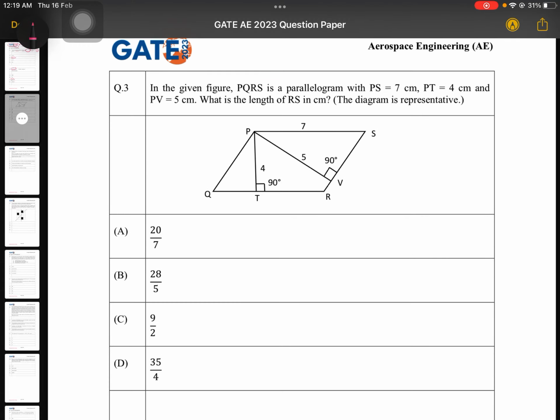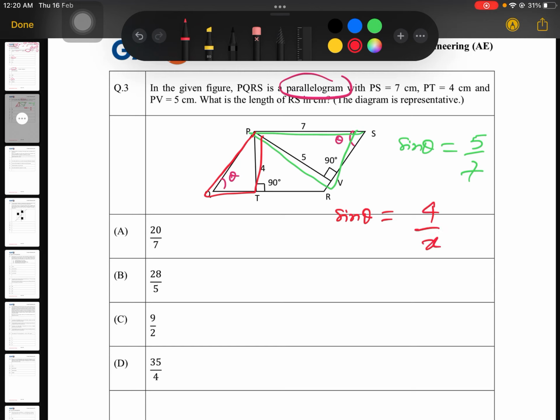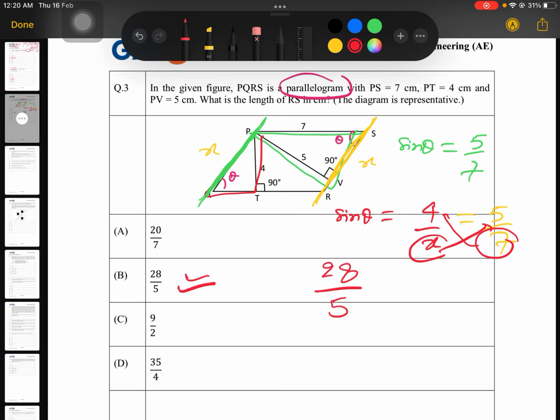Then you go for this. This is a very interesting question. You see the best part here, it is a parallelogram. So this line and this line will be the same line, this line and this line will be the same line, this line and this line will be the same line. So the idea is, if you consider this angle as theta, then this angle will be theta. In this triangle, sine theta is nothing but 5/7, correct? The same 5/7 should come if you follow this triangle also. In that triangle, sine theta is going to be 4 by x. You can see this side is equal to this side, so if this is x, this is x, and that x value we have to find out. This is nothing but 5/7. Now you multiply this part here and this part here, so 28/5. So this is your correct option. I hope you understood this part.